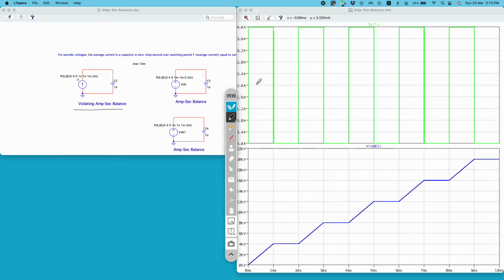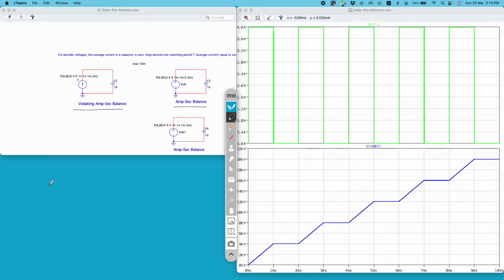As long as I keep on applying current which has some DC component, the voltage across the capacitor will keep on rising, and eventually this capacitor will get damaged, because you know that a capacitor has a certain maximum voltage rating. So it is very important to follow this amp second balance principle.